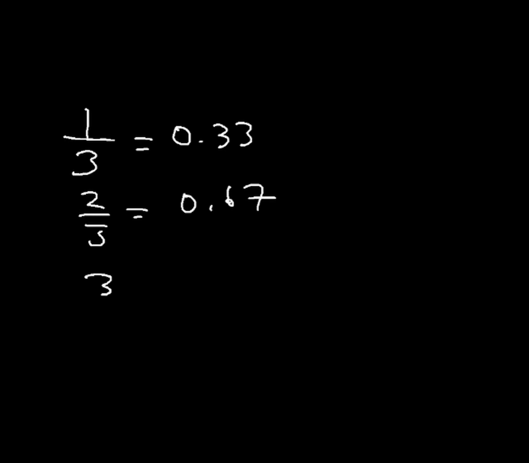Now here are some other numbers you want to know. 1 over 3 is about 0.33. 2 over 3 is 0.666 repeating, which you can round to 0.67. And 3 over 3 is a whole, so that's equal to 1.